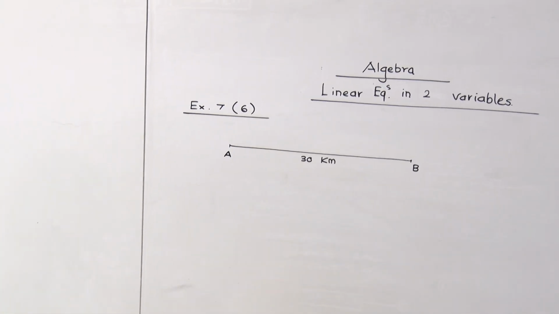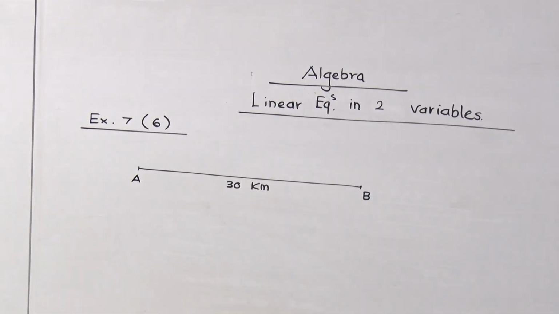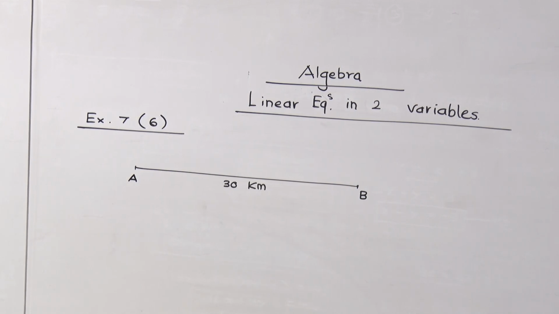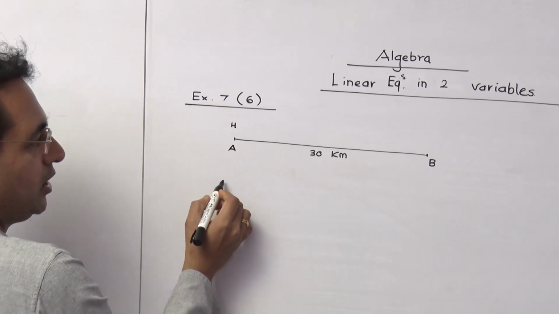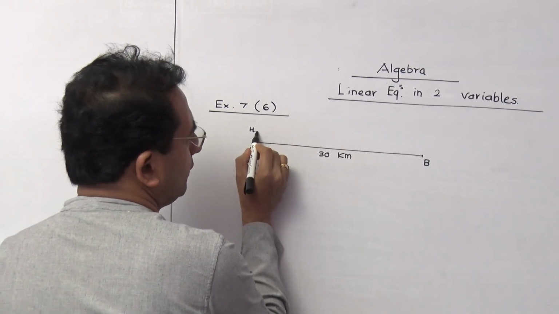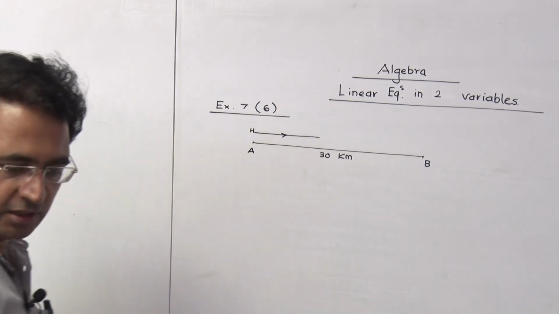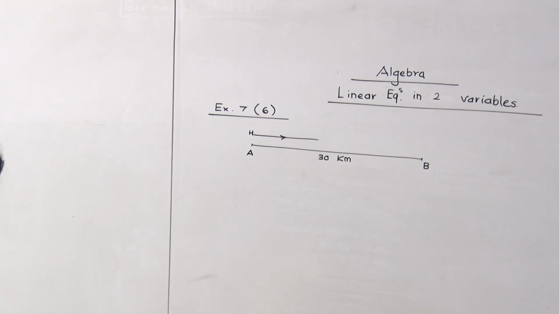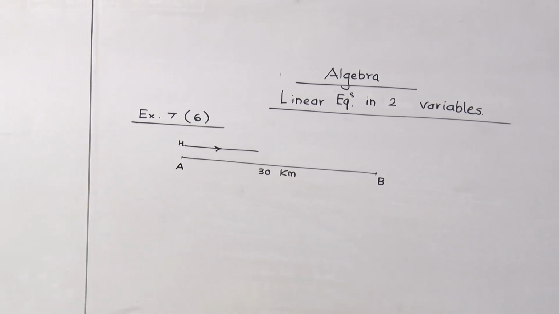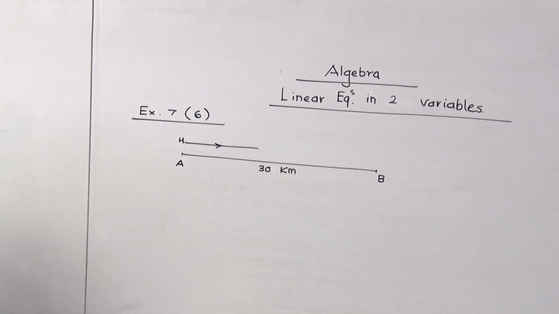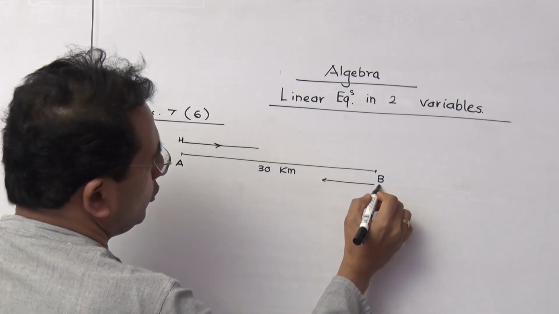Now the next statement they have given: Hamid travels from A to B on a bike. Hamid starts, I am writing H here. Hamid starts from A, so I am putting an arrow from A towards B, correct? And at the same time, Joseph starts from B on a bike, traveling towards A. So traveling towards A means here.